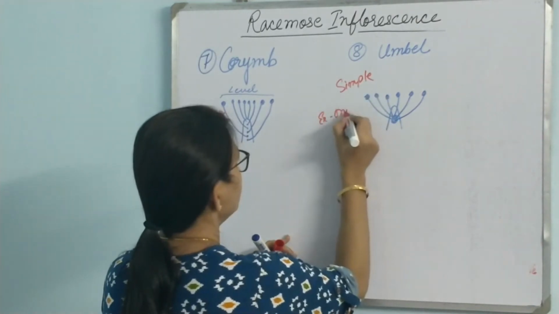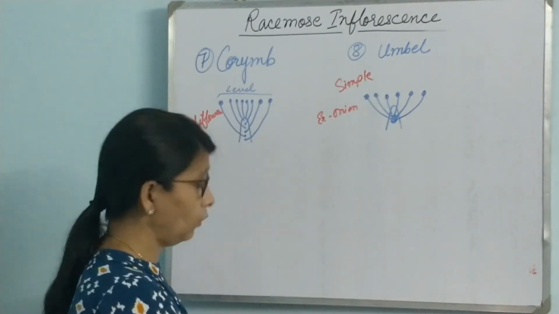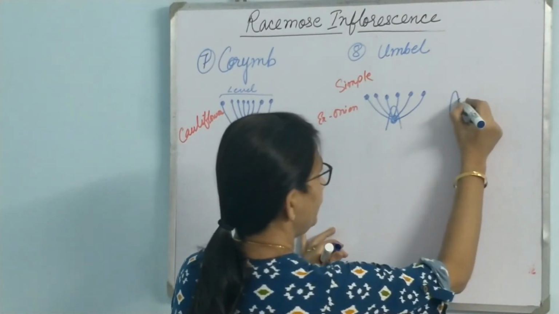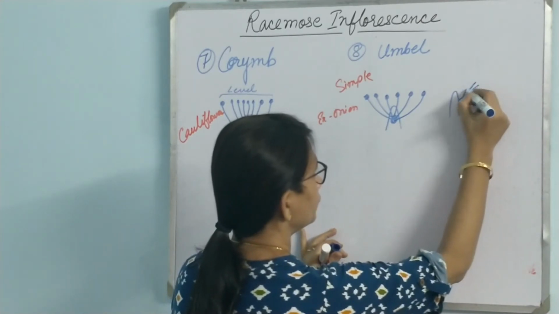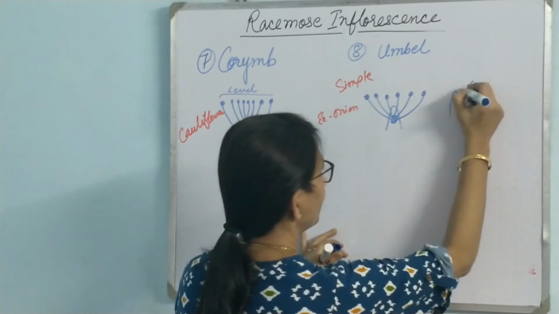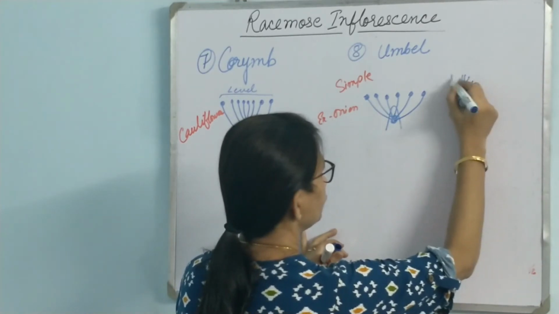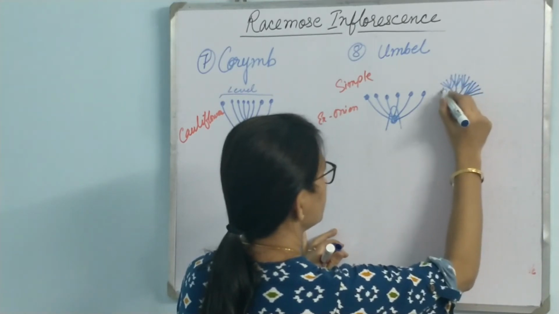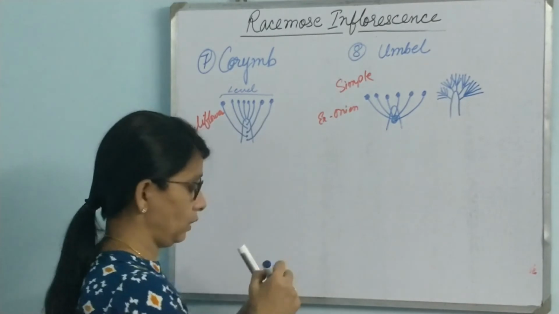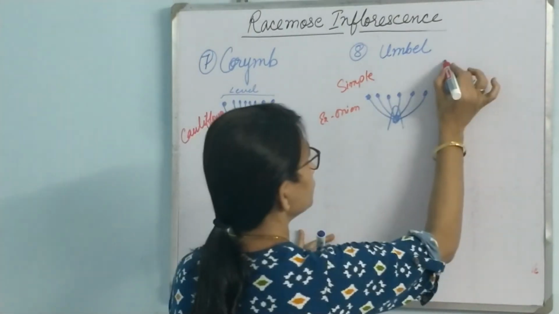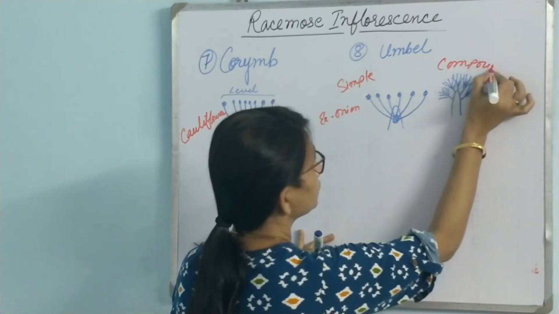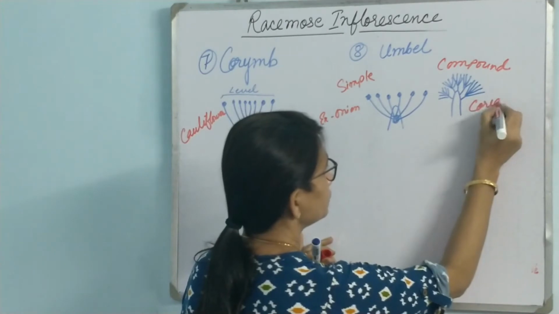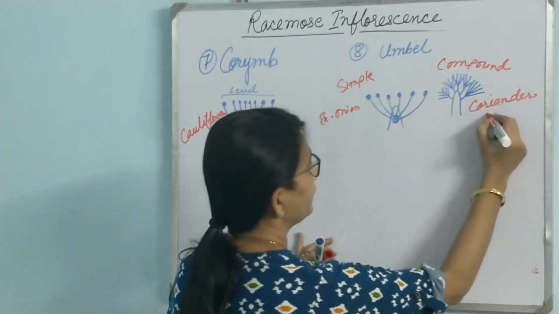Then we have a compound umbel, which looks like this. This is a peduncle. Now each branch will give out one umbel. So this is umbel in umbel. That makes it compound umbel. This is compound umbel, and the common examples are coriander and carrot.